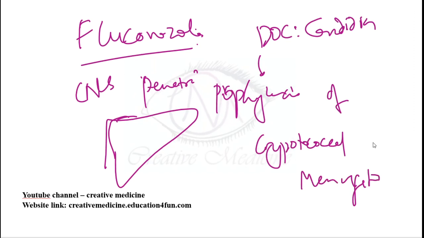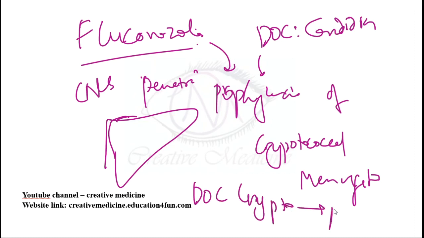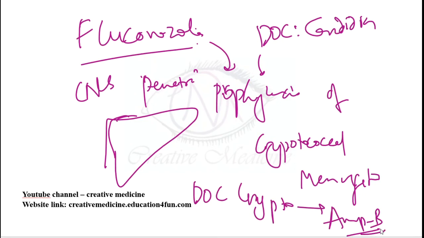Fluconazole can undergo CNS penetration. So the drug of choice for candidiasis is fluconazole. Because it penetrates the CNS, it can also be used as prophylaxis for cryptococcal meningitis. But what about the drug of choice for cryptococcal meningitis? The drug of choice for cryptococcal meningitis is actually amphotericin B.